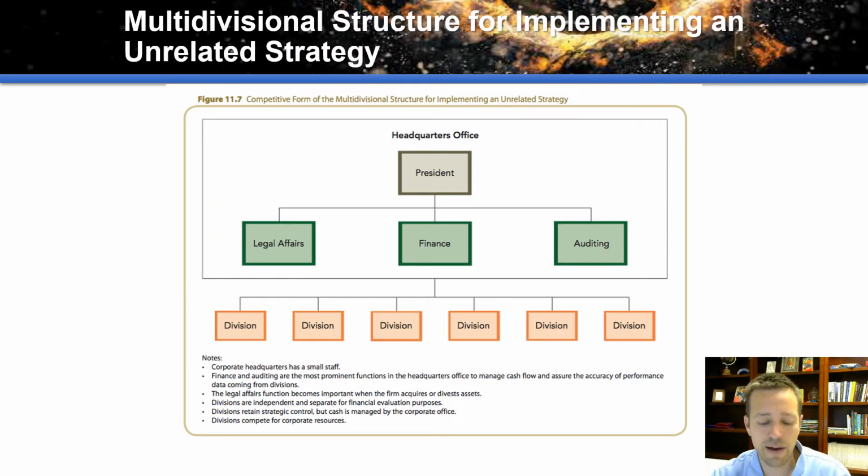Okay, so finally we have the competitive form, and this is when the strategies are unrelated. So at the top we have basically some pieces of the organization that are just in charge of oversight. You can almost think of this analogously, and a good example is Berkshire Hathaway, of an organization that has lots of different businesses.